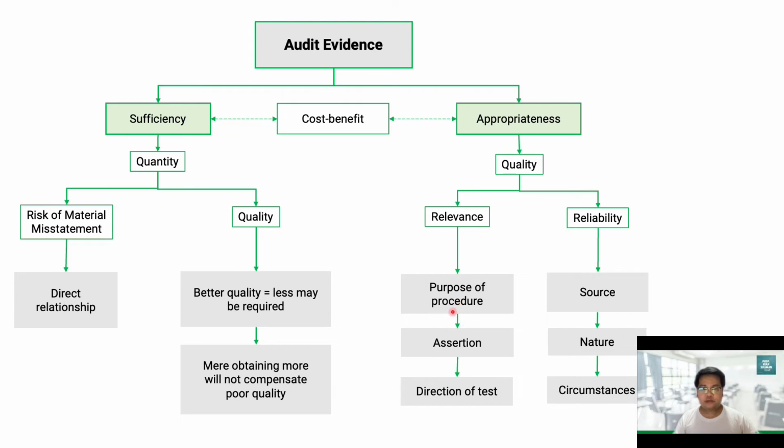For example, if you perform risk assessment procedures, then audit evidence unrelated to the risk assessment procedure would not be relevant. Therefore, those types of evidence are considered of less quality compared to evidence that pertains to the risk assessment procedure. So if you perform, let's say, a substantive test, then those audit evidence that are not related to substantive tests are considered poor quality.